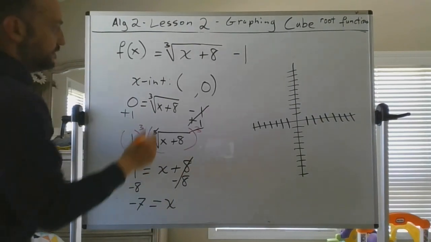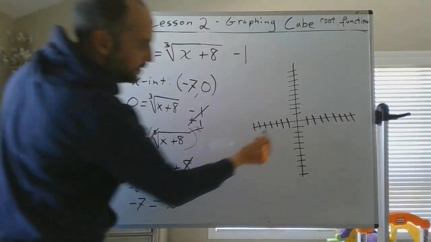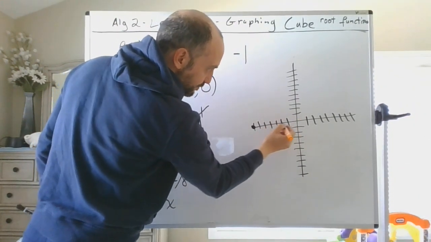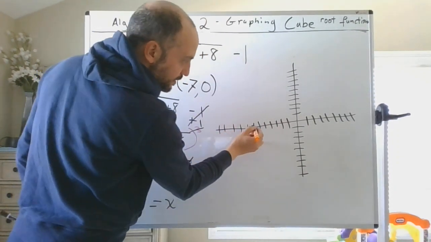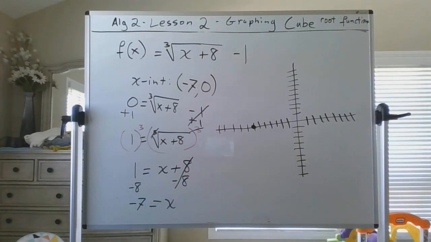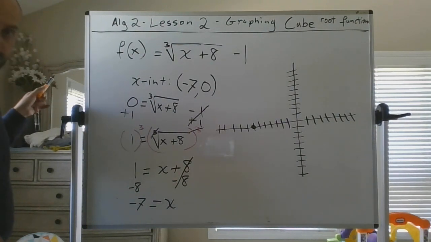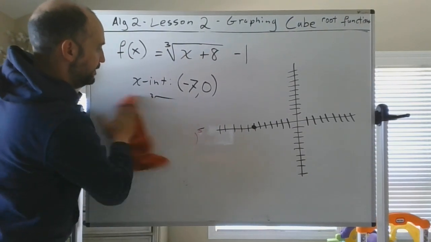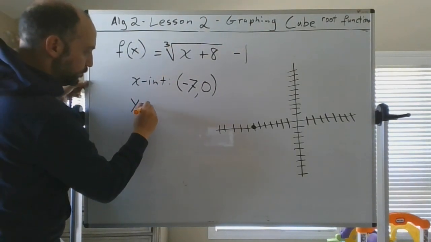Now I'm going to jump over here and put that in. The x-intercept is negative 7, 0. 1, 2, 3, 4, 5, 6, 7. Negative 7, I could already tell I'm probably going to need to extend this a little bit. Probably won't have enough room. Okay, so negative 7, 0, that's our x-intercept. Perfect. Now let's talk about our y-intercept. Take a look at that. Pause it if you need to. Copy that down because I'm about to erase it. The y-intercept should be a little bit easier. Okay, that's our x-intercept. Now let's go to the y-intercept.